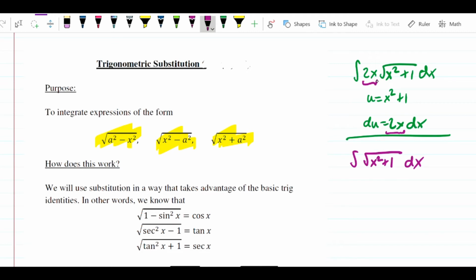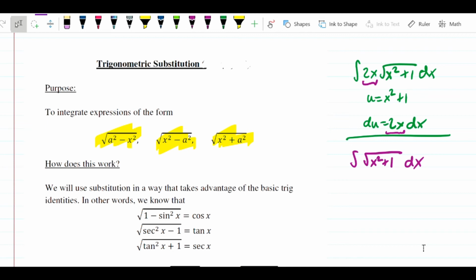And the way we're going to do it is we're going to leverage the fact that expressions like a squared minus x squared look very much like 1 minus sine squared. So what we're going to use is what's called a trigonometric substitution, where we're going to replace x with a trig function in order to be able to find the integral of the given expression.